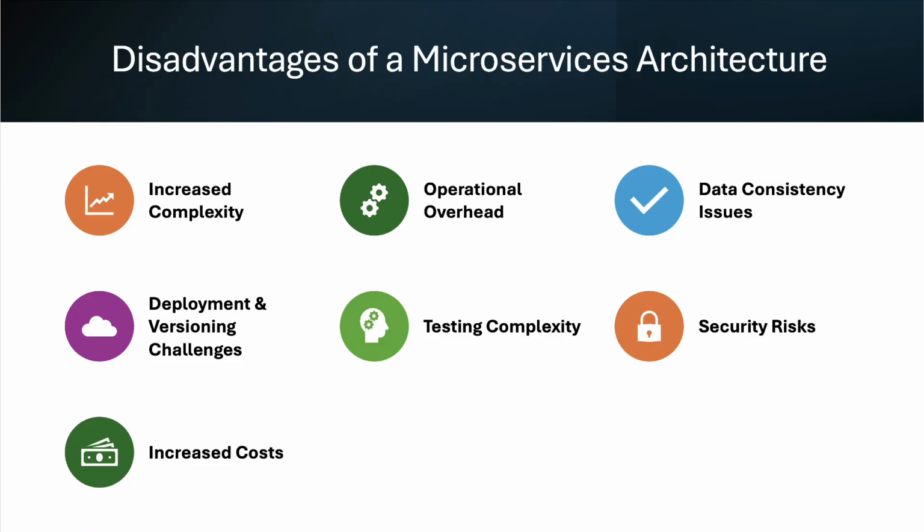Third, debugging gets trickier. When a problem spans multiple services, tracking down the root cause is more complicated than in a monolith. And fourth, you face data consistency challenges. In a monolith, one database transaction can update many tables atomically, but in microservices, each service often has its own database, so you have to design carefully around eventual consistency and failure recovery. So, while microservices offer flexibility and scalability, they require more operational maturity.